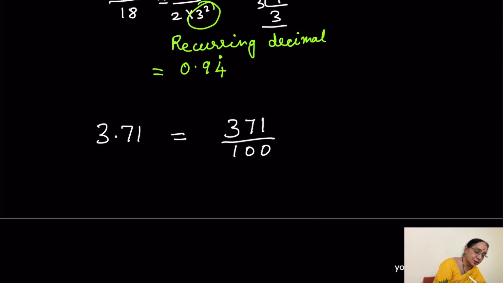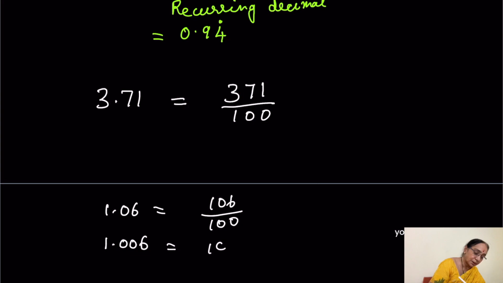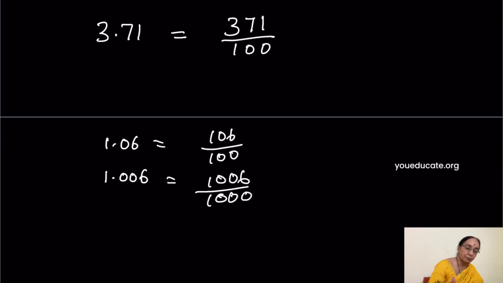So easy. You just count the number of digits after the decimal point and you write the corresponding power of 10. So if I have 1.06, it is 106 divided by 100. If I have 1.006, it is 1006 divided by 1000. In the rational form, in the form p by q.